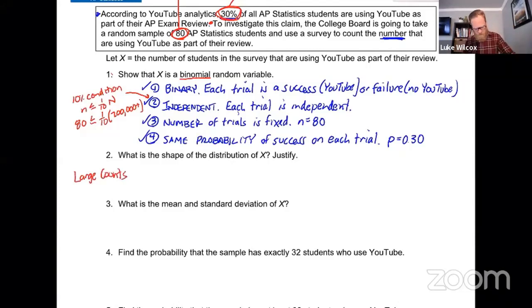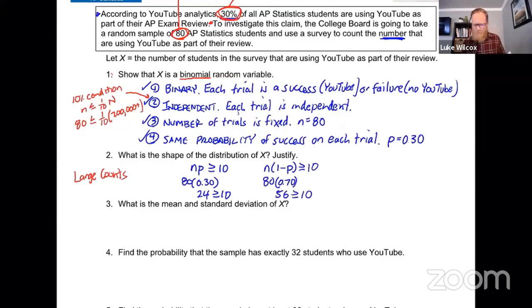And the large counts condition says that n times p is greater than or equal to 10, and that n times 1 minus p is greater than or equal to 10. Well, let's plug in some numbers here. N times p is just going to be 80 times 0.30, and that's going to give me 24. And sure enough, 24 is greater than or equal to 10, so we're good there. Now let's check n times 1 minus p, which is going to be 80 times, and 1 minus 0.30 is going to be 0.70. And for this one, we're going to get 56. And sure enough, that's greater than or equal to 10.